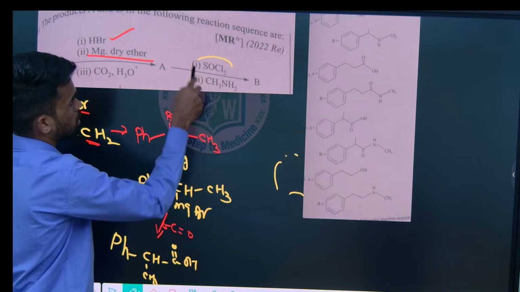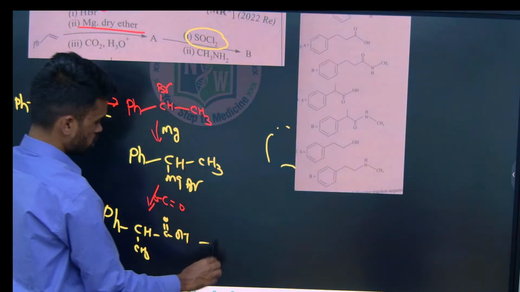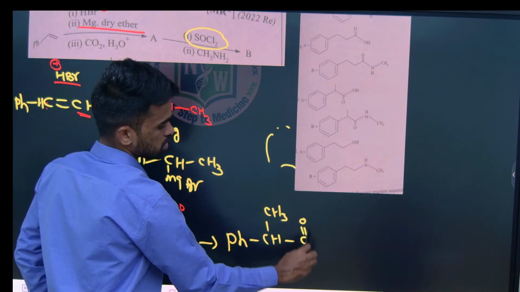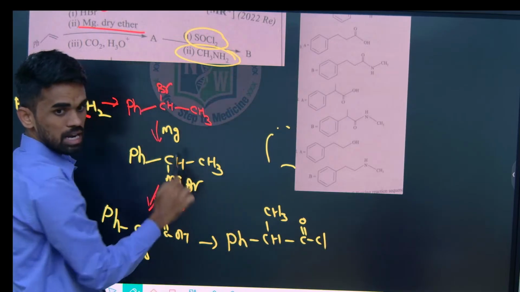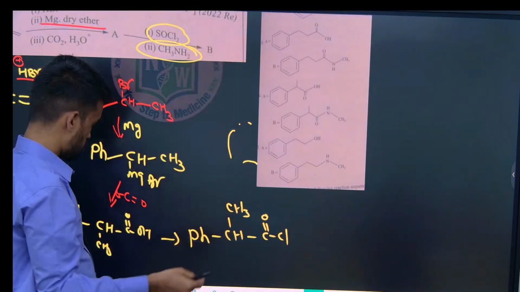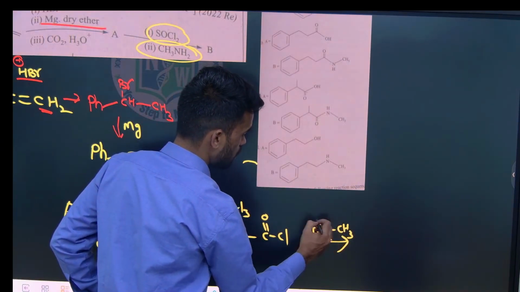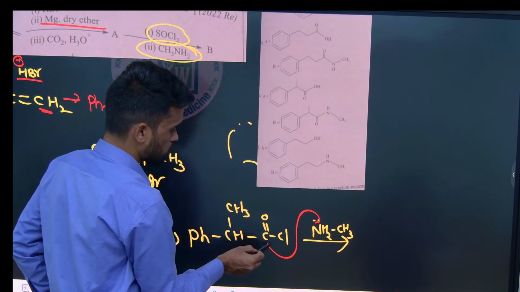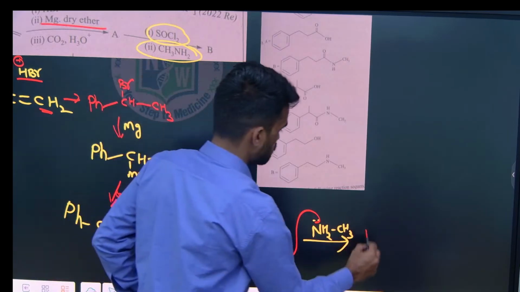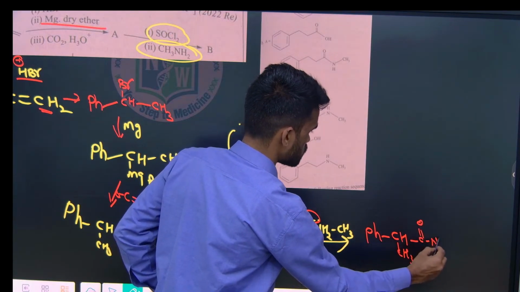This is treated with thionyl chloride. Again a similar step. OH is replaced by chlorine. So it means Ph, CH, CH3, COCl. And treated with methylamine. Now what happens, methylamine replaces this chlorine. You can check the options. Because methylamine means NH2CH3, the lone pair electrons here will attack this carbonyl group carbon, and chlorine comes out finally. So we'll get Ph, CH, CH3, CO, NH, CH3.